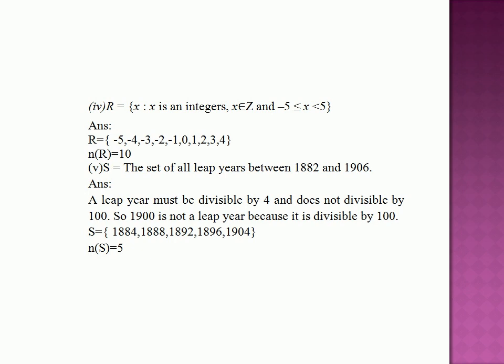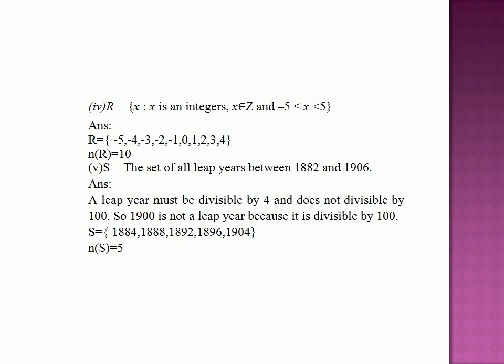So your values will be minus 5 because less than or equal to means minus 5 also included, minus 5, minus 4, minus 3, minus 2, minus 1, 0, 1, 2, 3, 4. 5 will not be included because it is less than only. So if you are counting these numbers, you get 10. So cardinal number of the set R is 10.